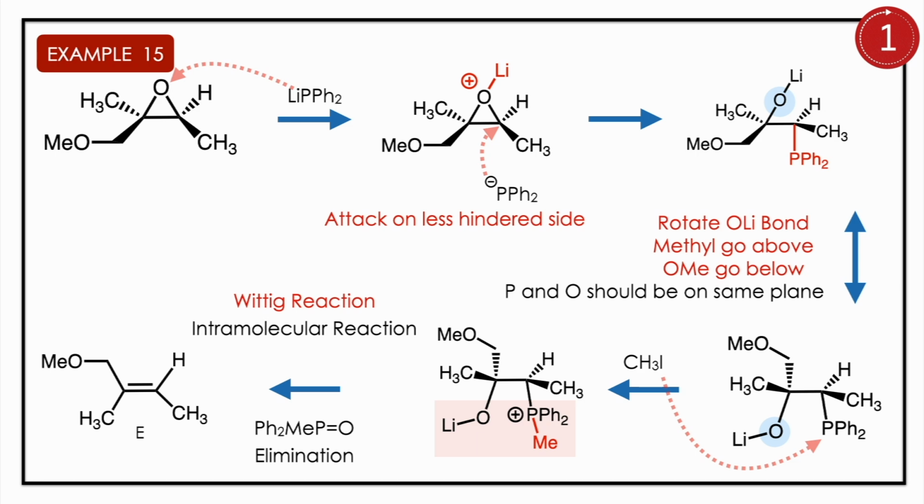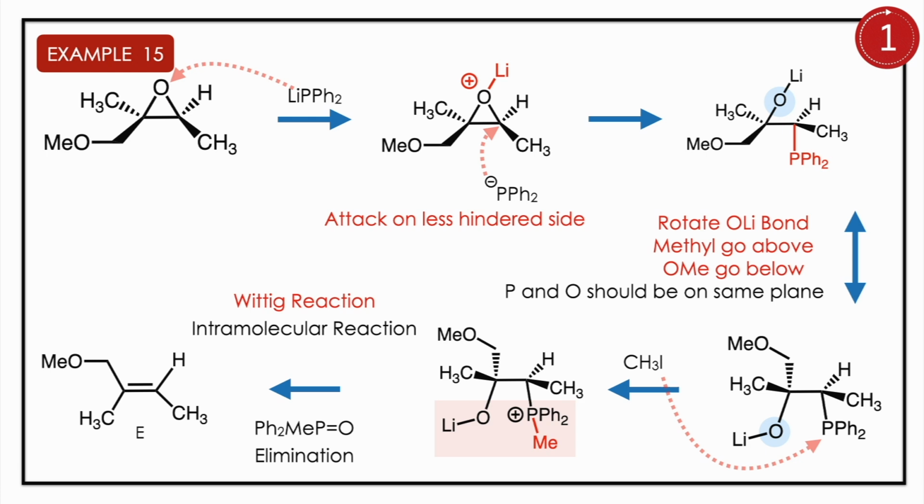Here the epoxide is there. Epoxide is a strained system. It always tries to open itself. Lithium assists the ring opening. Then phosphine, the counterion, can attack the ring. Phosphine attacks from the less hindered side because the reaction is an SN2 reaction. It always prefers backside attack, which needs a less sterically hindered position. Then phosphine attacks and the ring opens.